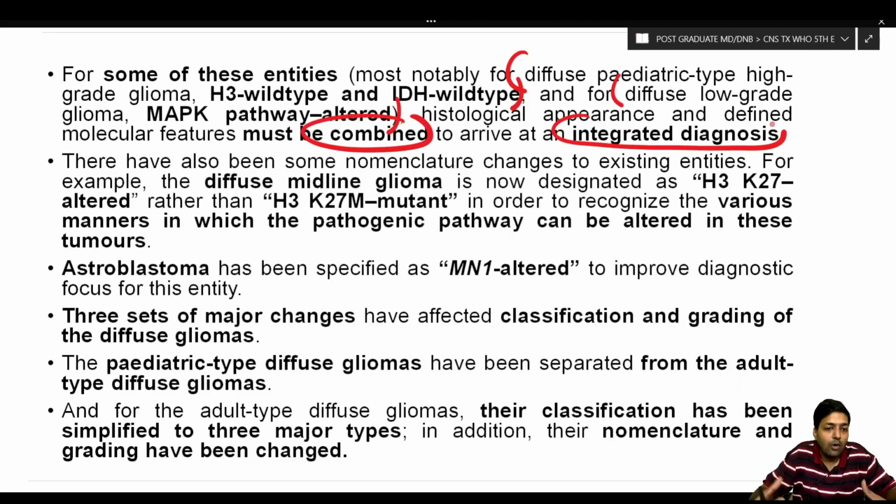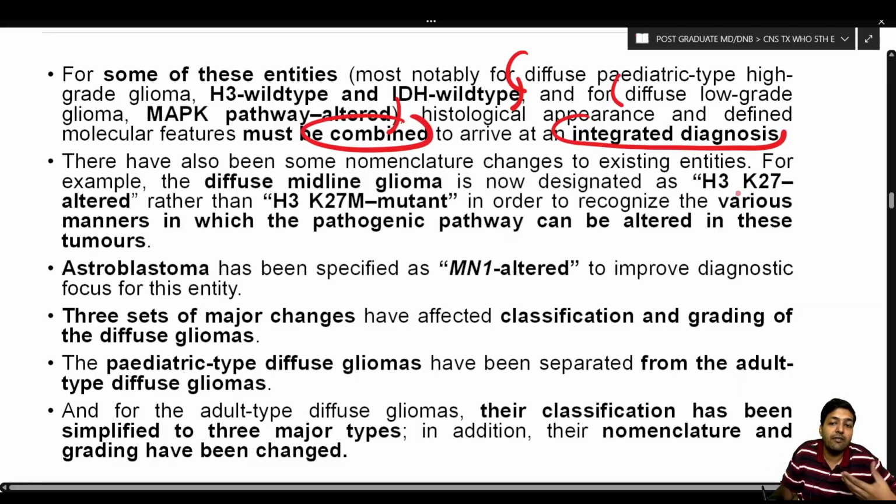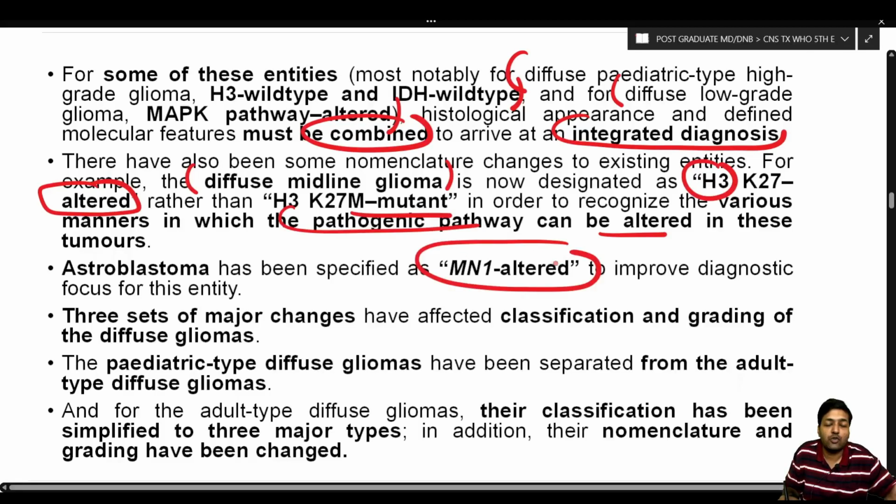Now, there has also been a revision of the name or nomenclature. For example, diffuse midline glioma is now designated H3 K27 altered, altered and not mutant, because there are various other ways in which this pathogenic pathway can be altered, and it is not just K27M mutant. So now it is K27 altered. Also astroblastoma, as I mentioned previously, was just astroblastoma. Now it is specified as MN1 altered astroblastoma. So these are a few important changes in the nomenclature that we have seen.